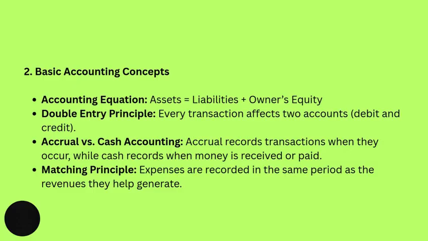Next, consider the double entry principle. This principle states that every transaction affects two accounts. One is debited and the other is credited. It ensures that the accounting equation always stays balanced.